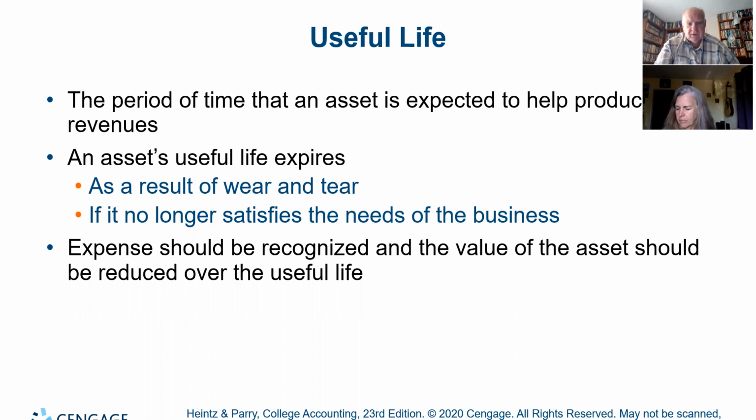So a useful life expires as a result of wear and tear, or the machine is no longer doing anything for us. The expense should be recognized, and the value of the asset should be reduced over the useful life. But we said we never reduce the asset. What we do is increase the contra account called accumulated depreciation. And by the way, when we're depreciating an asset, the net book value, Carrie, has nothing to do at all with the true market value of what that asset is worth, okay? Has nothing to do with it.